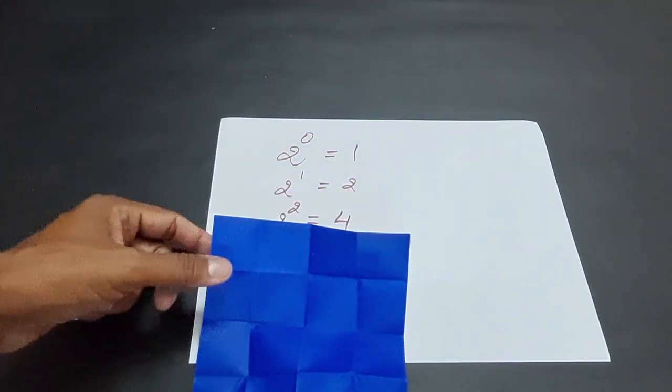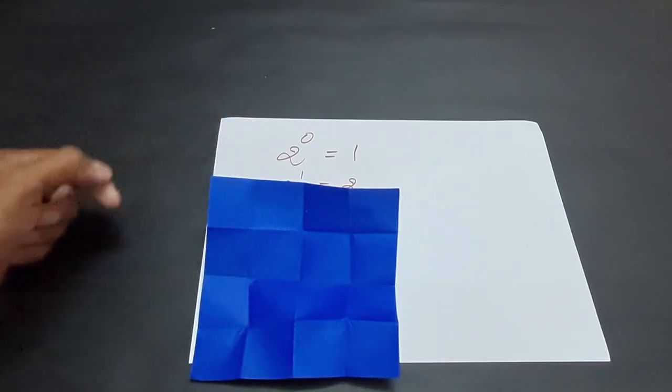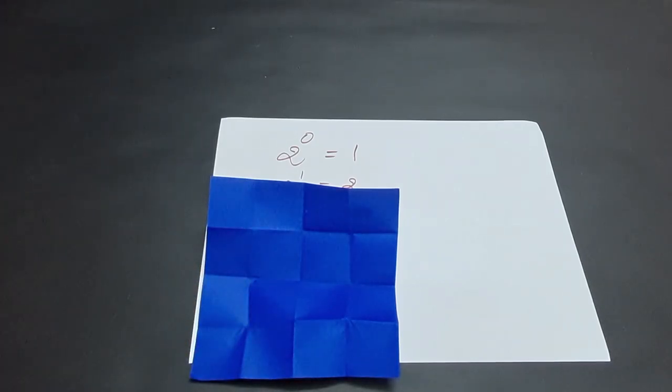Friends, this is a simplest activity which tells you how 2 raised to power 0, 2 raised to power 1, 2 raised to power 2 works. That completes our activity on law of exponents for integral bases.